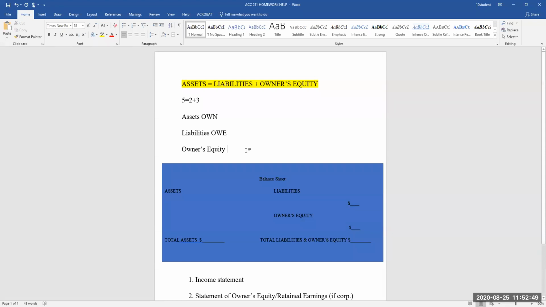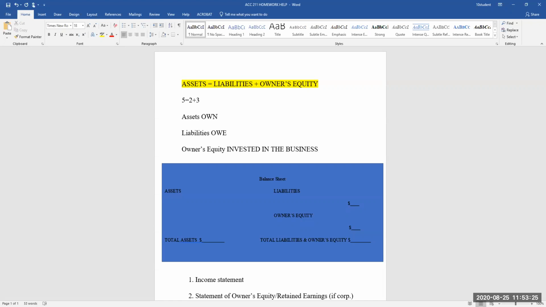Owner's equity is whatever you have invested in the business. So most of the time, if you are a sole proprietor or in a partnership, you will have put some money into the business to get it started, right? Okay, so that creates equity in the business. The cash would be an asset, but you have also given yourself equity in the business, okay, because it's what you've invested in there.